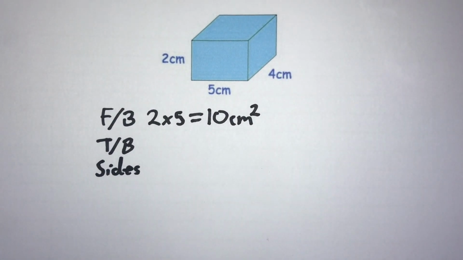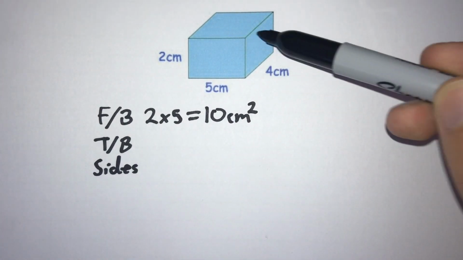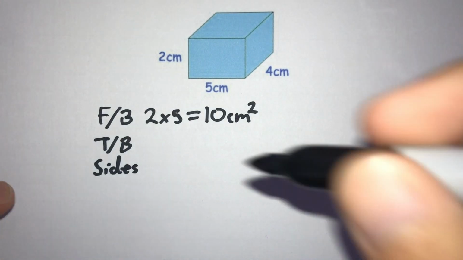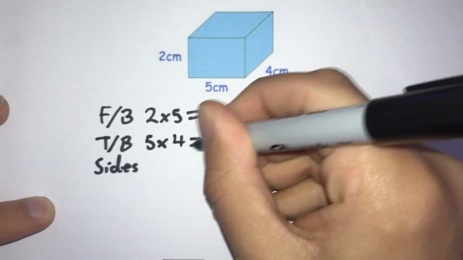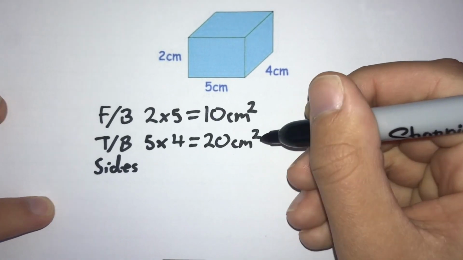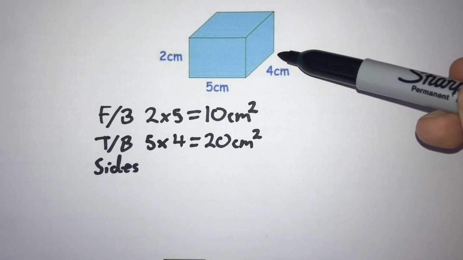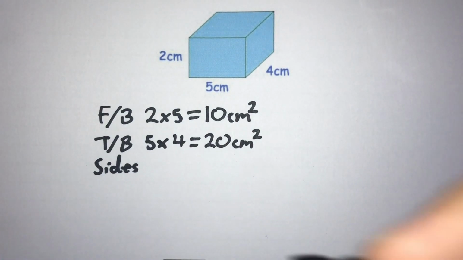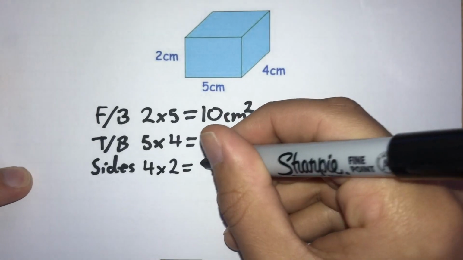Now we've got our top and our bottom face. Well, our top and our bottom, that's going to be this 5 centimetre length here and this 4 centimetre length going backwards. So to find the area of each of these faces, we'd have to do 5 multiplied by 4. And that's going to give us 20 centimetres squared. And now finally, we've got our 2 side faces. Well, this one we're going to have our length back of 4, our height of 2. So to find the area of each of these 2 faces, we'll have to do 4 multiplied by 2. And that gives us 8 centimetres squared.